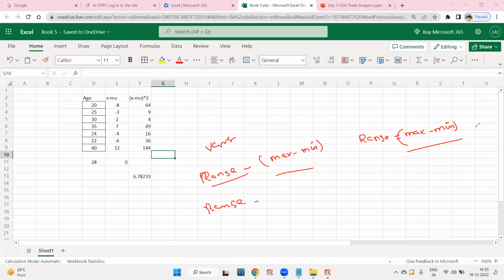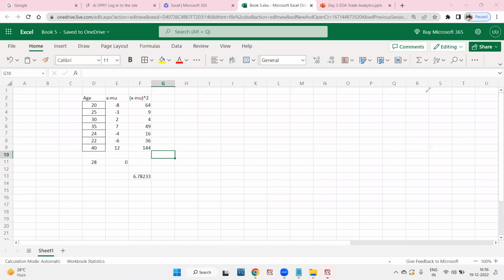So range, max minus minimum, and you have a standard deviation also. So this is about second moment business decision. Okay, when it comes to third moment business decision, we have a third moment business decision.